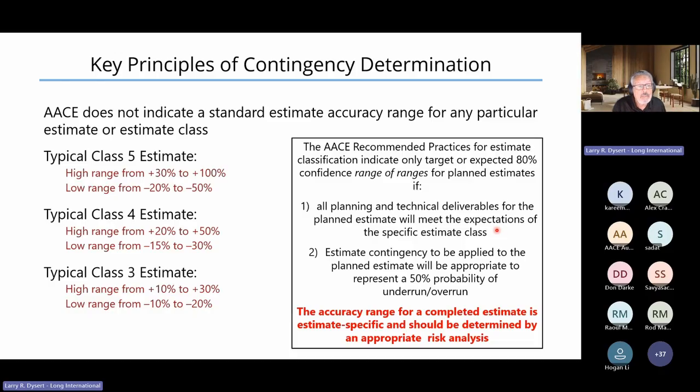And if we're talking about these ranges around the P50 value, around the median, 50% probability of underrun value, but those are only defining target or expected estimate accuracy ranges. The accuracy range for a completed estimate should only be determined by an appropriate risk analysis, by coming up with some modeling mechanism to generate the blue curve, to generate that probability cost distribution.